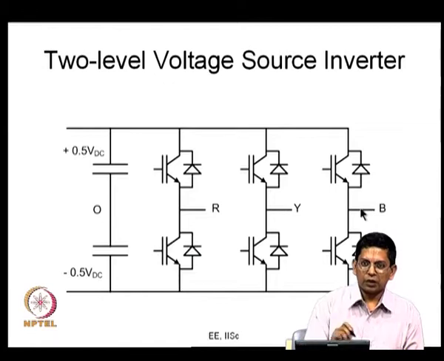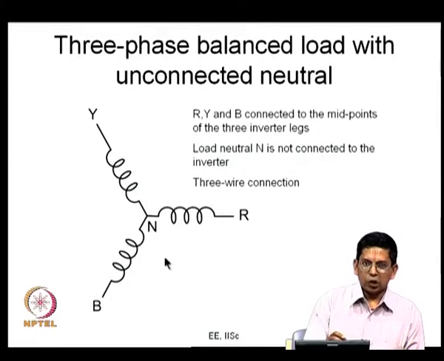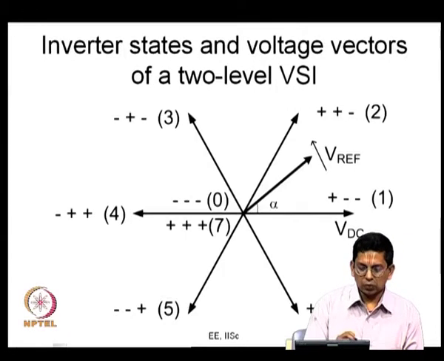Similarly with Y phase and B phase, you have 8 different inverter states available, and 2 of these states produce 0. There are 0 states when all the top devices are on and when all the bottom devices are on. All the other states are called active states. Regarding the load, we have the load R, Y and B connected like this, and the neutral point N is not electrically connected anywhere else except through the windings to these terminals. So, we are looking at a 3-wire connection, that is how the load is now.